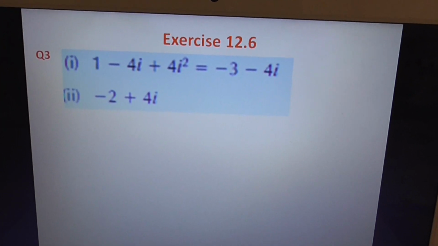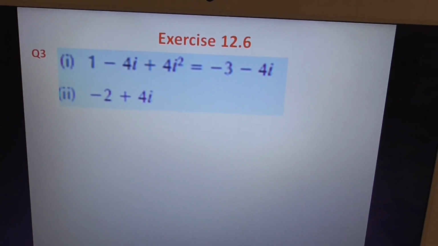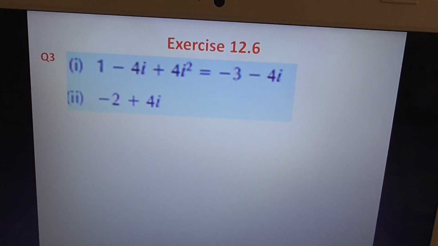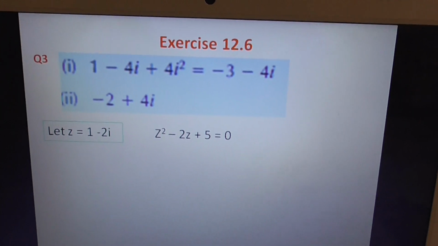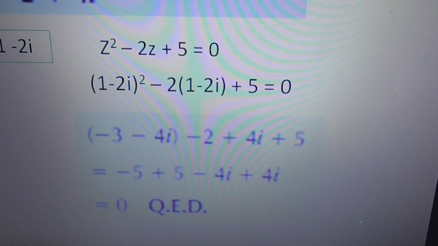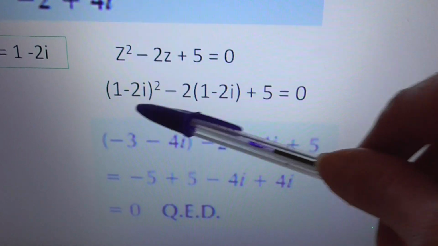Hence, show that 1 minus 2i is a root of that equation, z squared minus 2z plus 5. If it's a root of it, it should sub into it and solve it. So 1 minus 2i is your z value, so you're subbing that everywhere there is a z. So again, 1 minus 2i, square the bracket, but we've already done that in part 1.